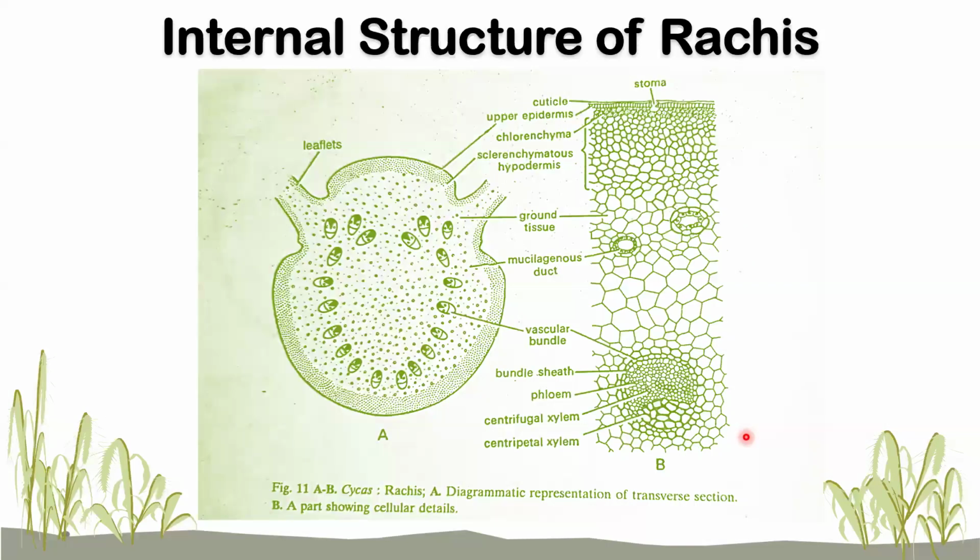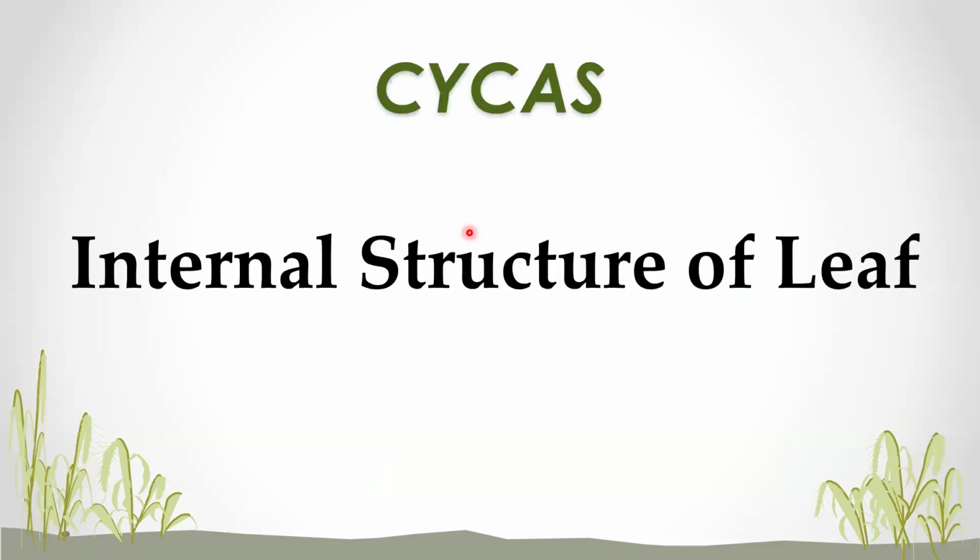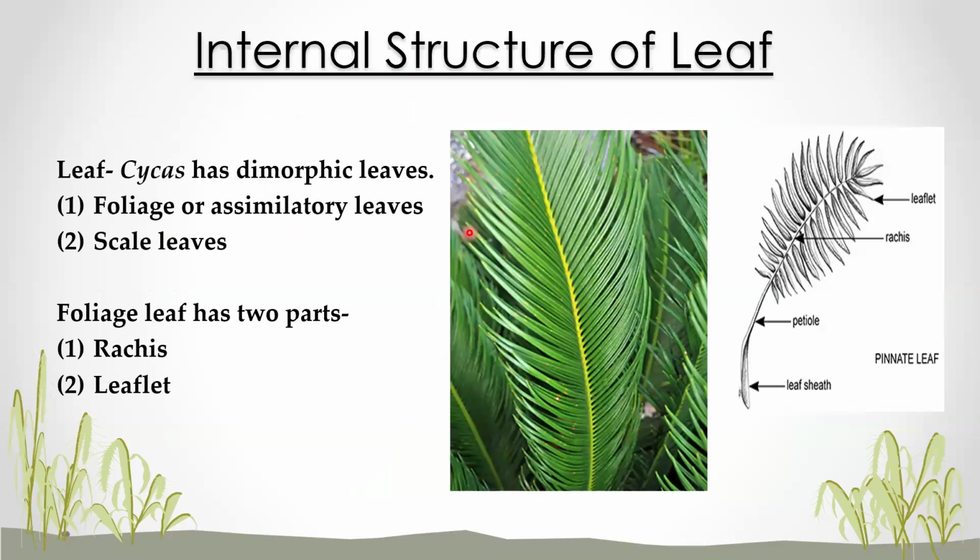This is the diagram of internal structure of rachis. We can see the omega-shaped structure formed by vascular bundles, which is a characteristic feature of the cycas rachis. Internal structure of leaflet.